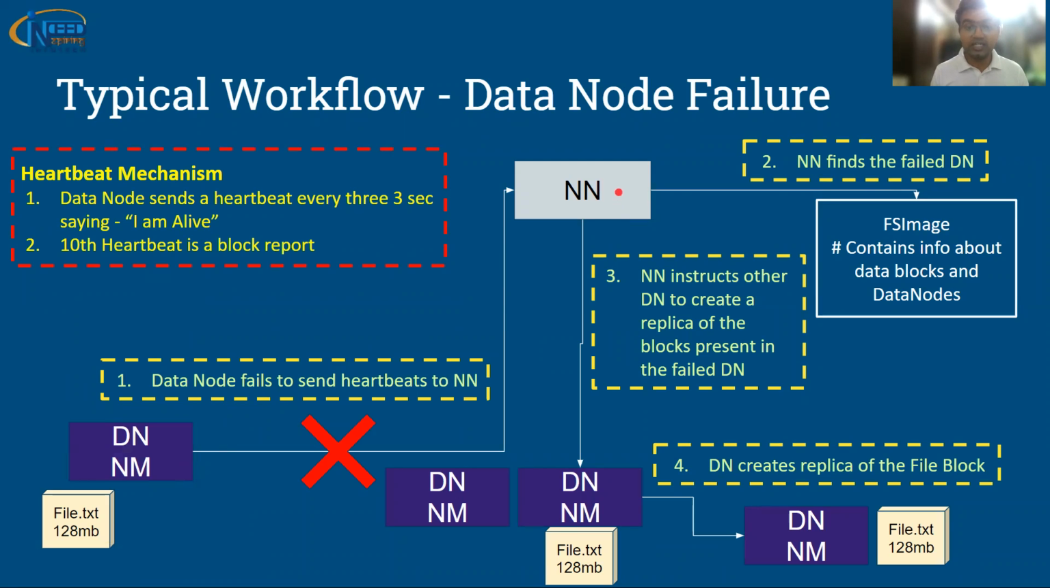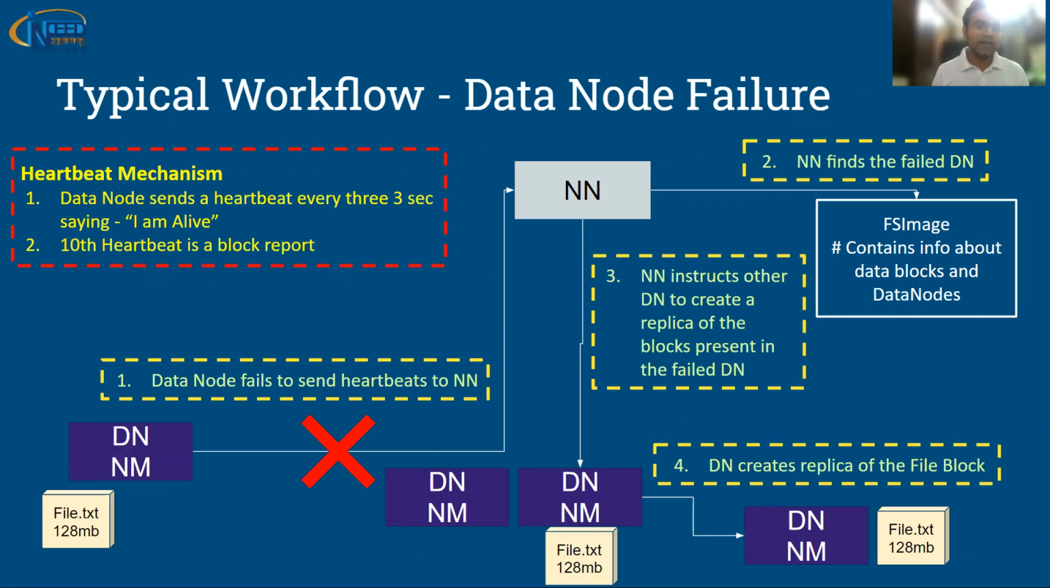So name node immediately checks where is the other data node where this file.txt is present. So as a step 3, name node instructs that data node that you create one more copy of file.txt so that we have 3 replicas. So this data node is creating one more replica in another data node. So this is how name node is able to maintain 3 replicas all the time.